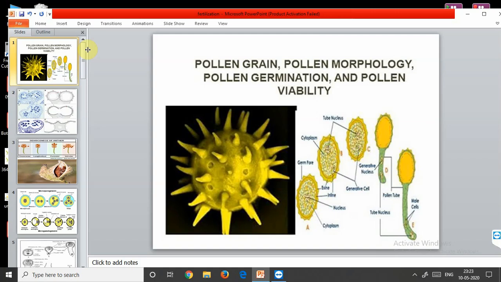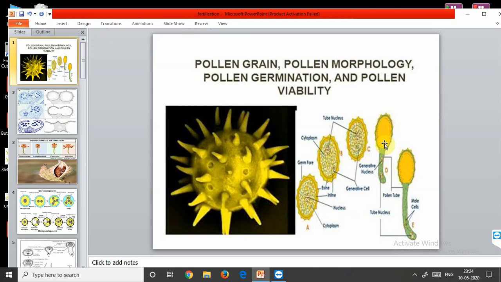Due to the presence of this sporopollenin, there are some places where sporopollenin is not there, and that's why at some places the exine is ruptured or the exine is not present. So that's the place where only intine is visible and no exine is there. Through these places a germ tube arises. This is the germ tube, and this germ tube is very helpful in the process of transfer of gametes as well as in the fertilization process.